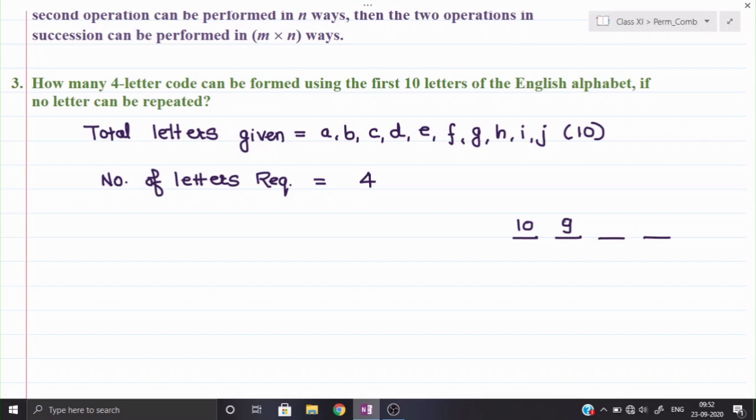Repetition allowed and repetition not allowed are two different cases. You need to read the question very carefully and apply the conditions accordingly. Similarly, when I go to the third place, the number of letters available here is 8. Out of the 8 letters only I can choose one letter to keep on the third place. And similarly, when I go to the fourth place, it can be arranged in 7 ways only, because 3 letters are already utilized. So the available options will be only 7.